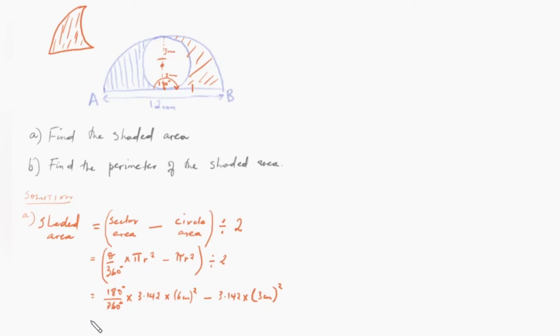Now, what are we going to have? We are going to have 0.5 times 3.142 times 36 centimeters squared. So what do we have? Work it out. 0.5 multiplied by 3.142 multiplied by 36 centimeters. That is going to give us 56.556.